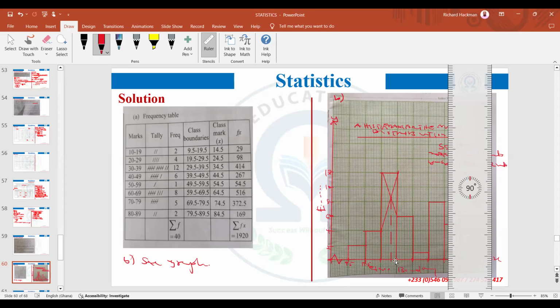So each small box here will be what? If 2 centimeters is equal to 10 units, each small box will be what? Two centimeters divided by 10, right? Which will give us 0.2. So it means each small box is 0.2. So here is what we said, this is 29.5. So 29.5 plus 0.2 will give you what?